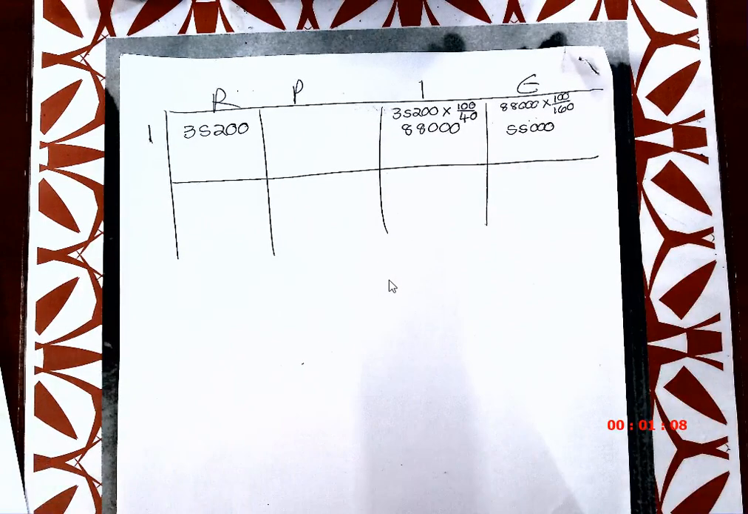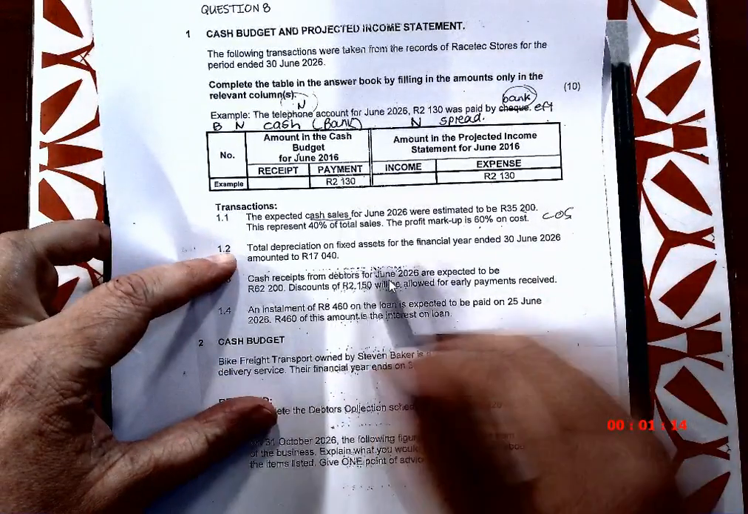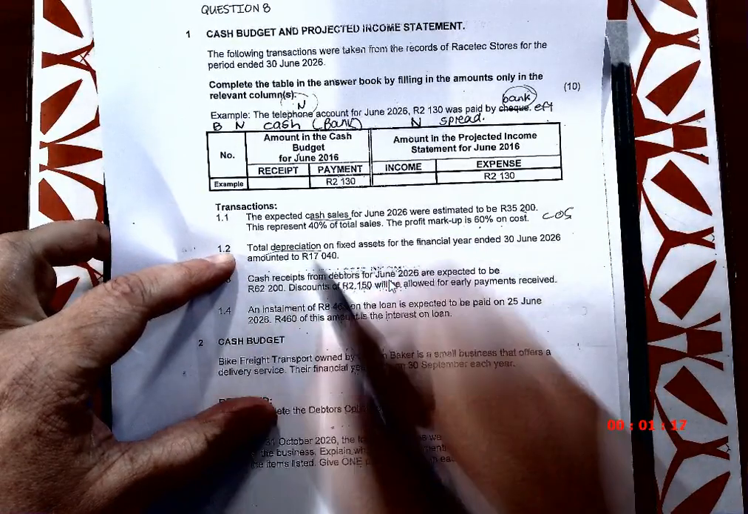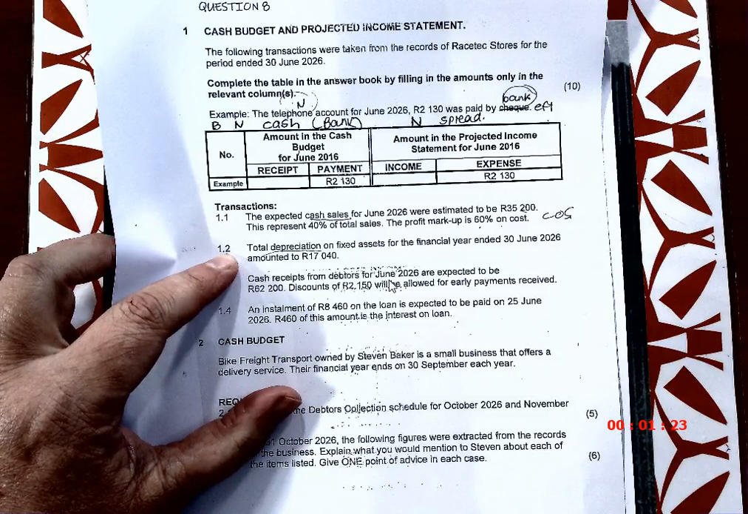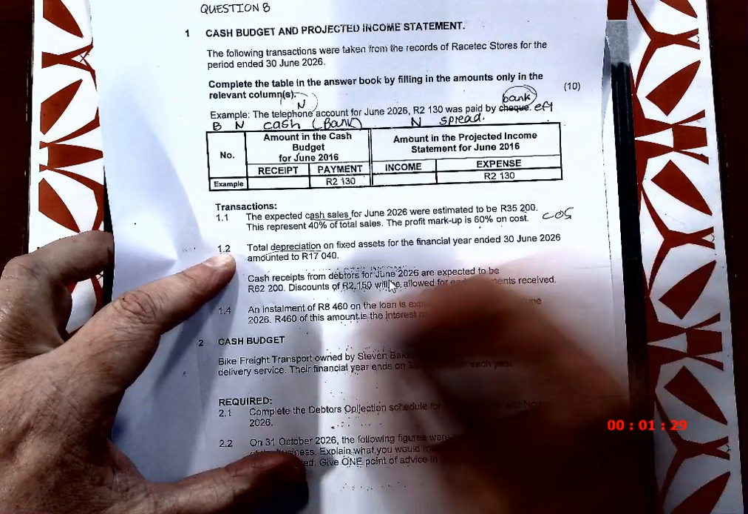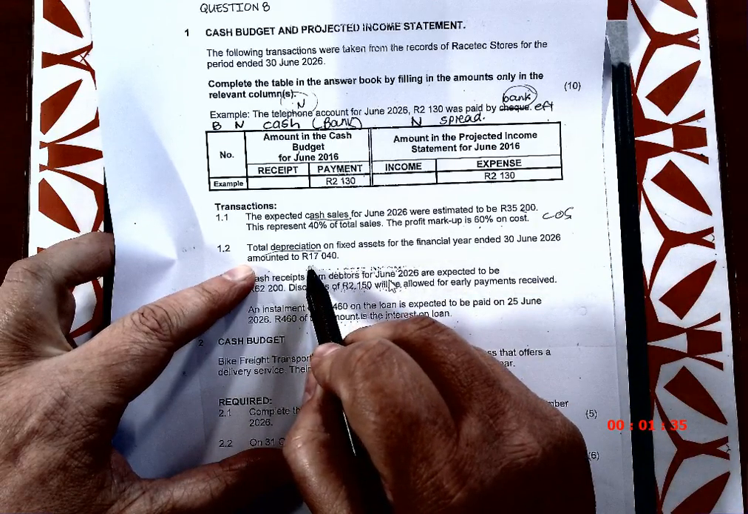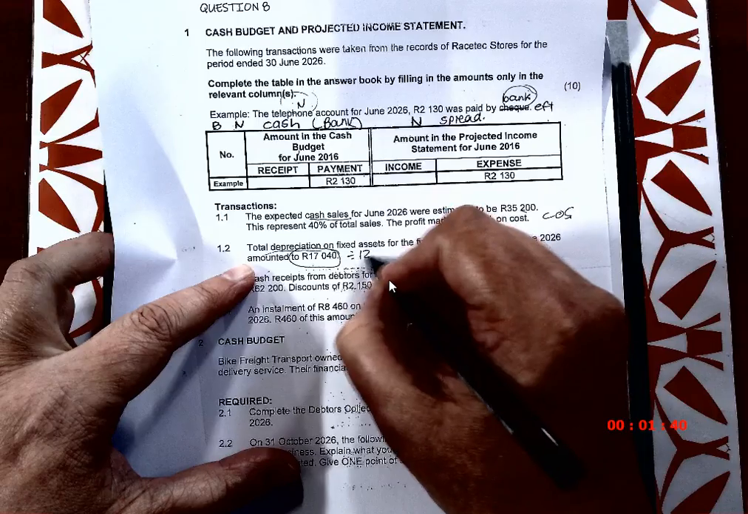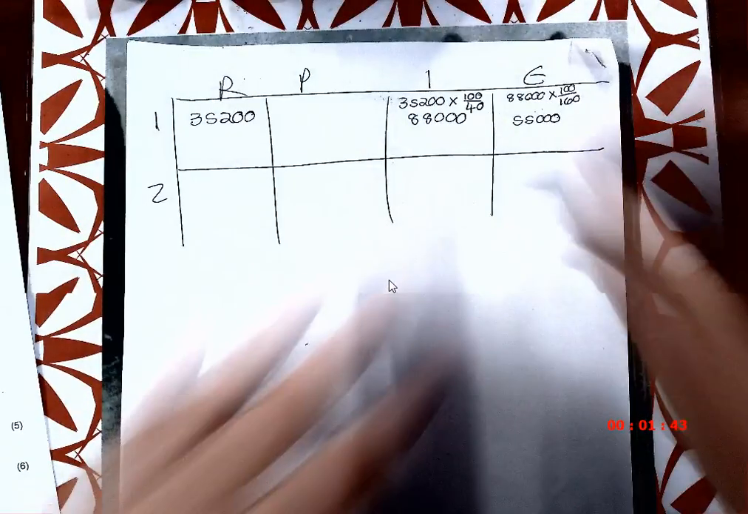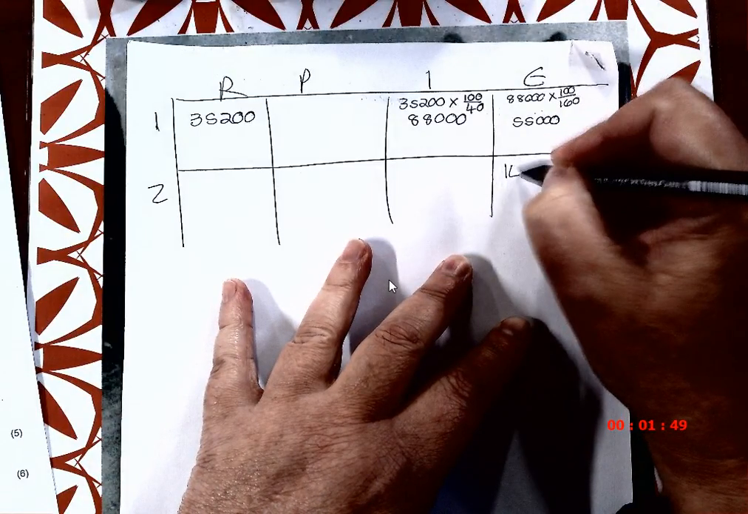If I do question 2, it says total depreciation on fixed assets. Now, if I look at depreciation, that is not cash. So it means my cash budget will not have any influence on it. But what will happen is the depreciation will influence the income statement. So they say it's for the year 17 whatever. I only want it for the month. So I divide it by 12 and then my expense will be, anybody? Like this.